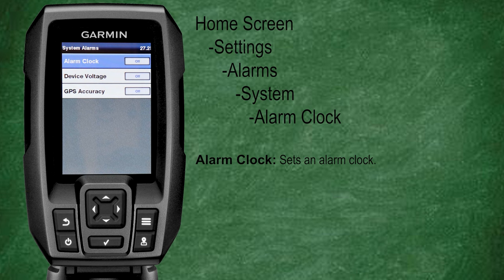Under variance settings, you can set the magnetic declination, which is the angle between magnetic north and true north for your present location. My recommendation is to leave this in auto unless you have a very firm understanding of mapping.